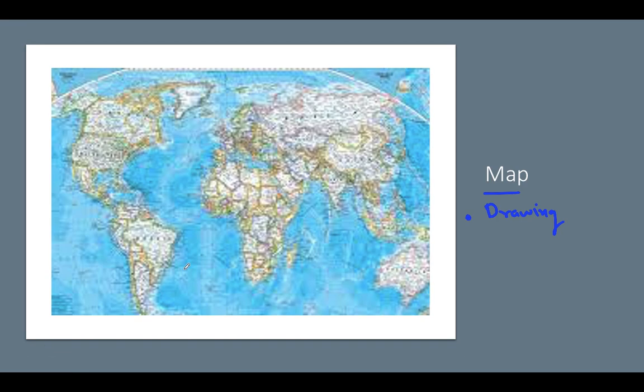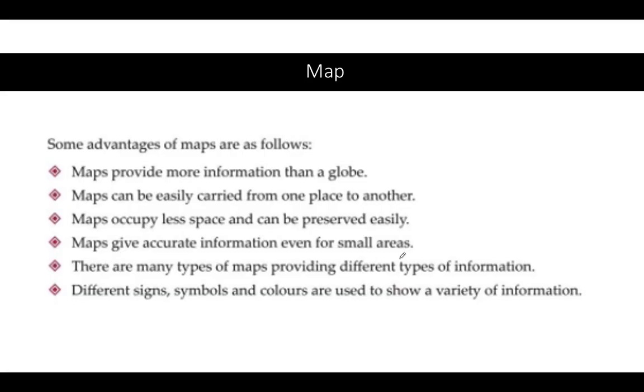according to a scale. The globe's surface is not flat, but in a map the surface is flat, and on that flat surface it shows the landmass, countries, towns, rivers, everything. Clear? So what is a map? A map is a drawing or visual representation which shows the land masses on the earth. Clear? So in maps also there are various advantages.